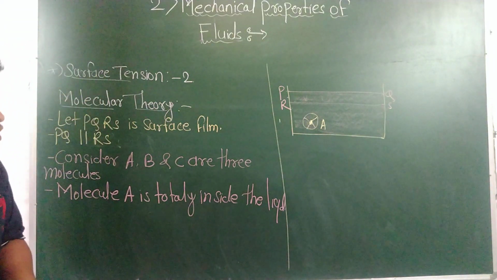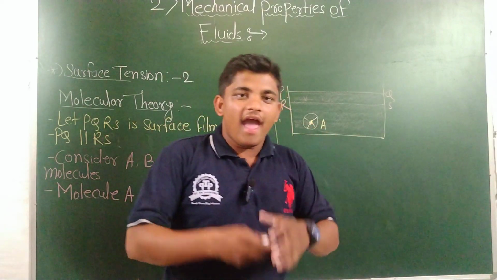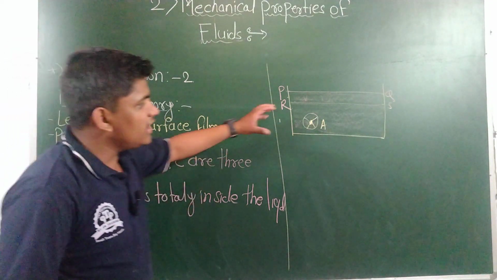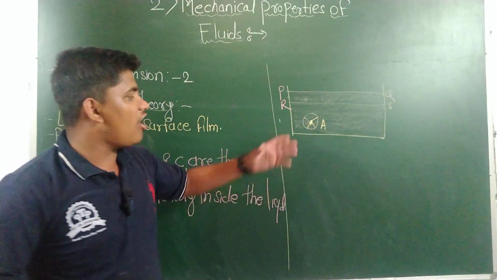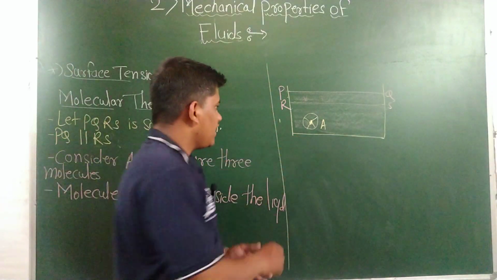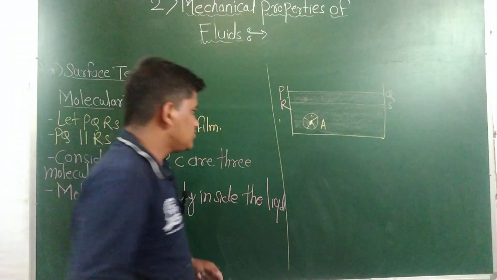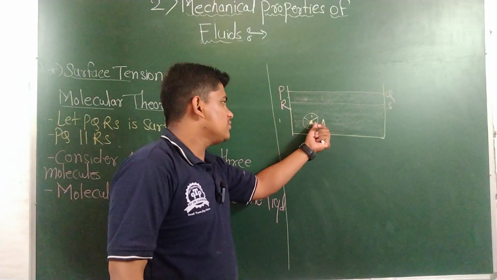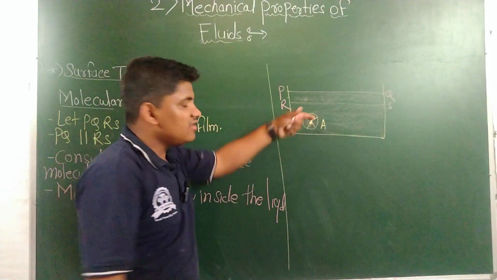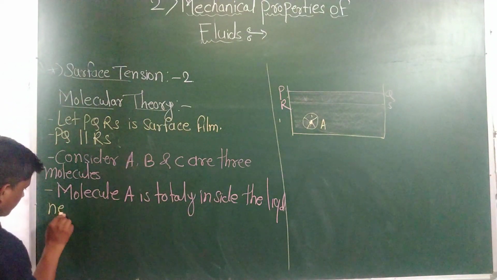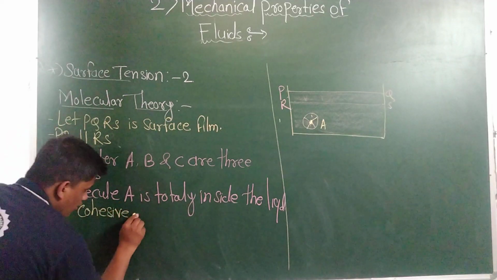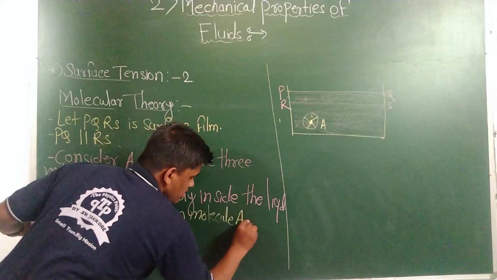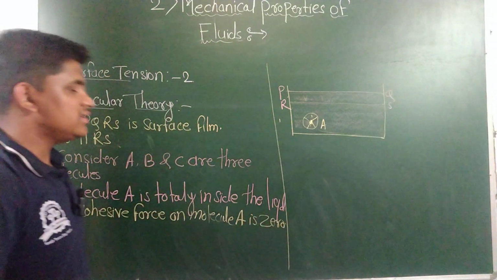The force of attraction between the molecule of the liquid placed at point A and the molecules within the range of this sphere of influence. Since it is totally inside the liquid, the cohesive forces cancel each other, equal and opposite in direction. Consider a molecule in the sphere of influence on this side, and a molecule on the other side too. Both liquid molecules attract each other with a force of attraction with the help of the molecule placed at point A. These are cohesive forces, but they cancel each other, and the net cohesive force on molecule A is 0.